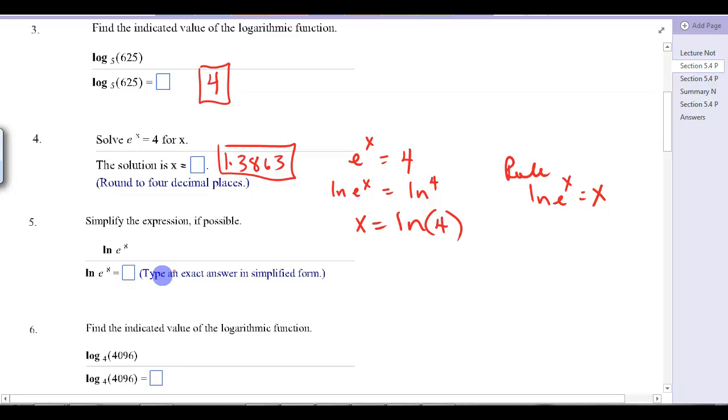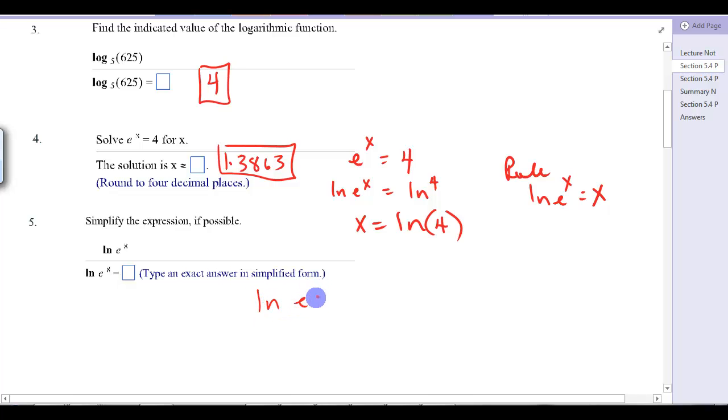All right, ln of e to the 8th, type an exact answer. Well, ln of e to anything is the anything, so we don't need to do much work there. The answer is 8.